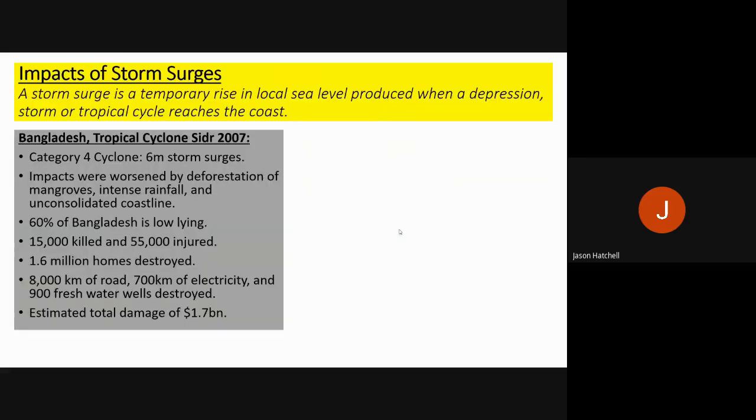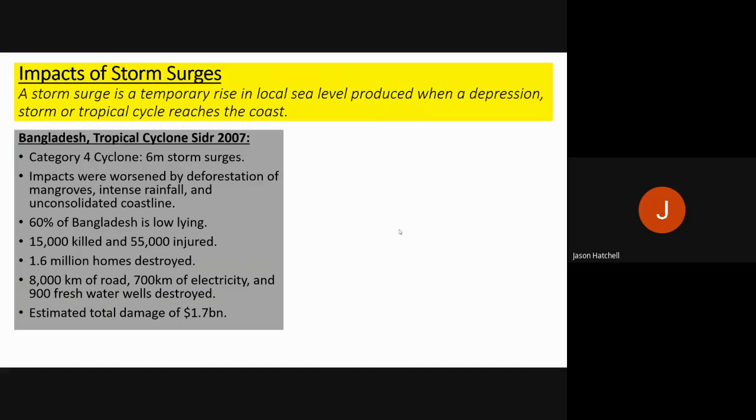Now, next we're going to look at storm surges briefly. And a storm surge, remember, is a temporary rise in sea level produced by a storm or a depression or a tropical cyclone. Okay, so it makes the sea level rise due to the wind height, falling rainfall, and so on. Now, please be aware here that you must do the case studies you did in lesson, but I've got two examples from the ones that we have often done in the past here.